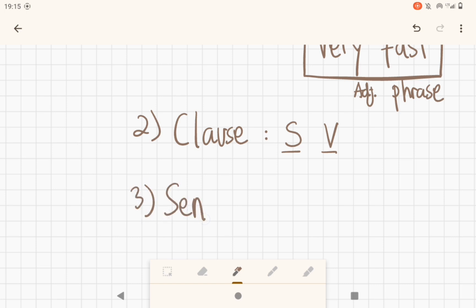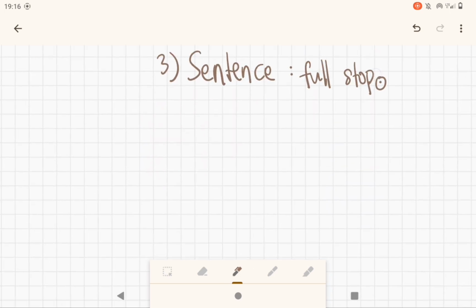And then there is the sentence. A sentence can consist of more than one clause. So it could be two, three, or in my case, I've seen four or five clauses in a sentence. So the sentence is marked by a full stop.